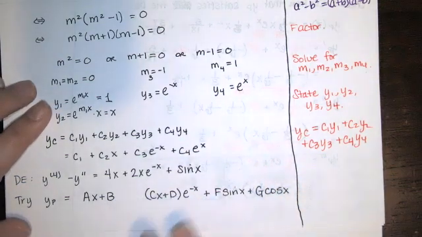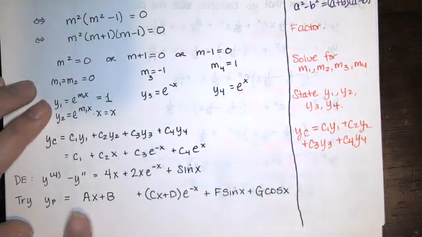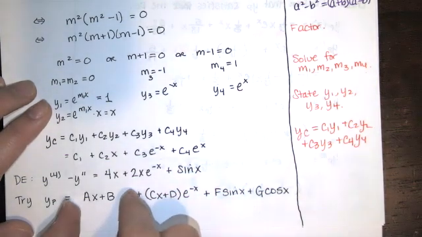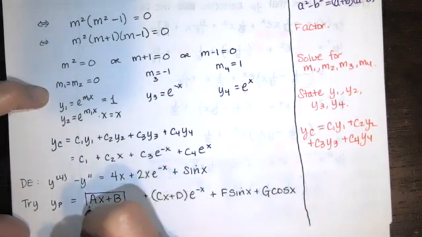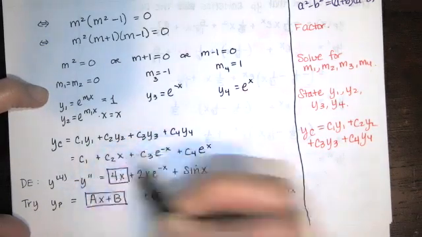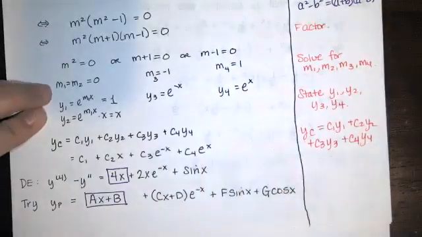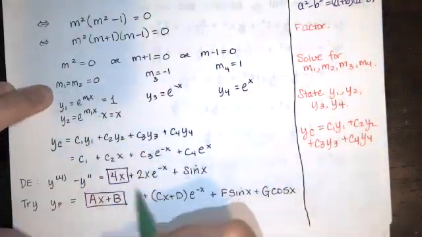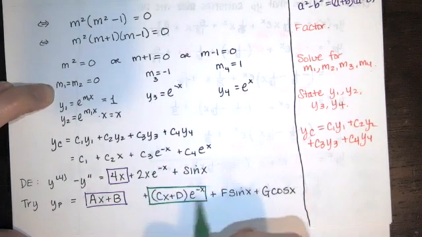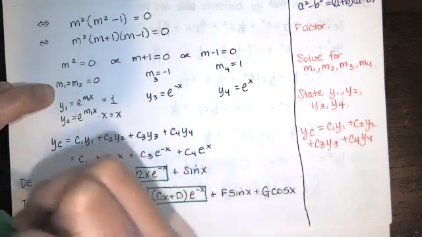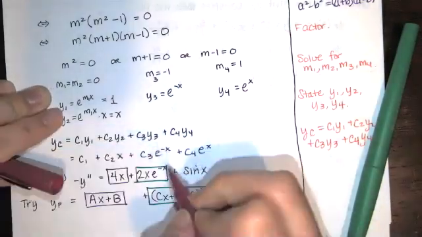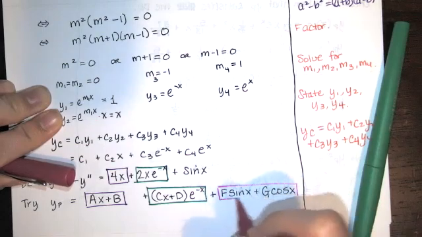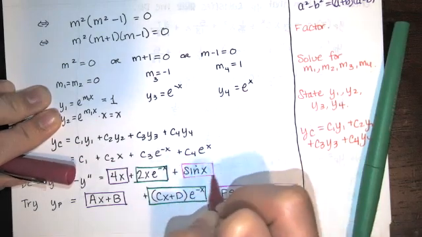Okay, now for each of these parts, we have to look at each guess separately. Remember, this guess goes with this function, and this guess goes with this function. And this part of the guess goes with this part of y sub p.